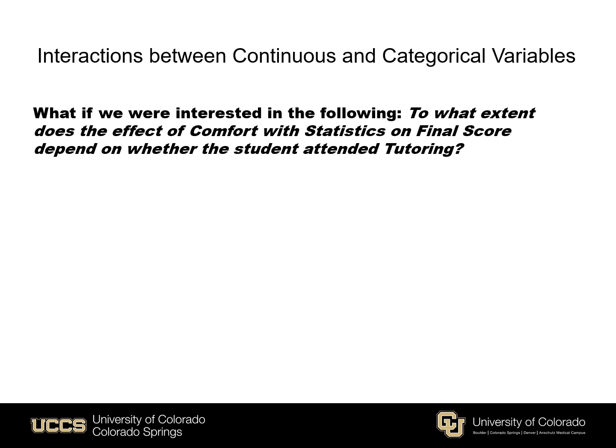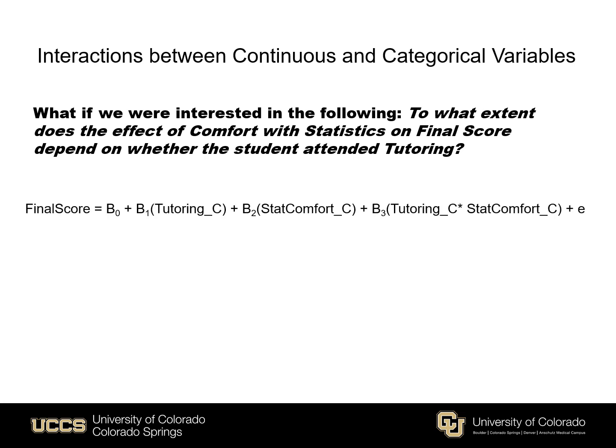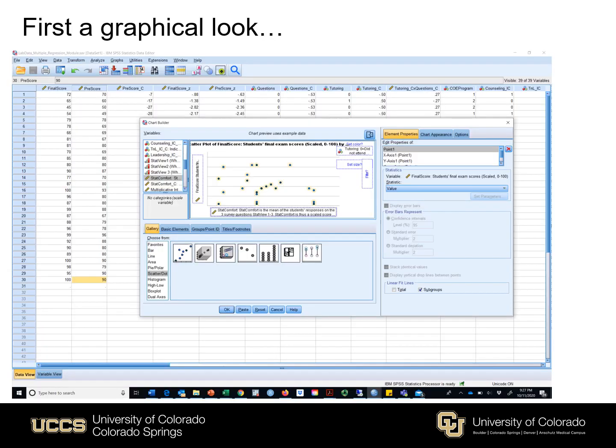To test this question via an interaction, we would specify a model such as this, where we have final score as our dependent variable. Notice that we have the main effect of tutoring and the main effect of statistics comfort. And then as our final term, we have the multiplicative interaction between tutoring and statistics comfort. But before running that model, we can first look at the situation graphically.